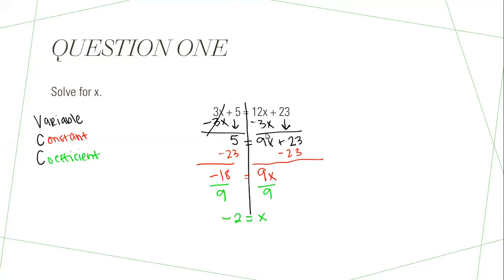We subtracted 3x from both sides to get rid of our variable first. And we subtracted 23 because it was plus 23, so we subtracted it to get rid of it. And then we divided by our coefficient, which was 9, and that gave us x equals -2.